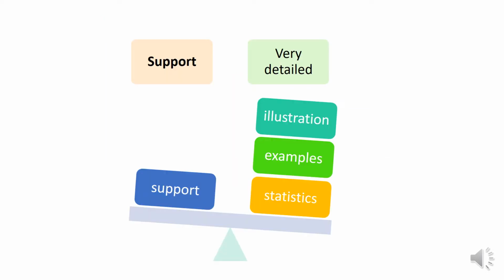Also, we have support. Support is the key to good writing. Support is to make it very detailed. If you want to make a point, you must illustrate it. The key to good support is to illustrate your important ideas with examples, statistics, or statements by authorities.